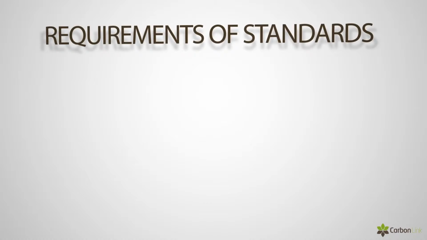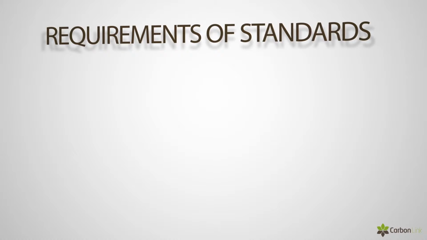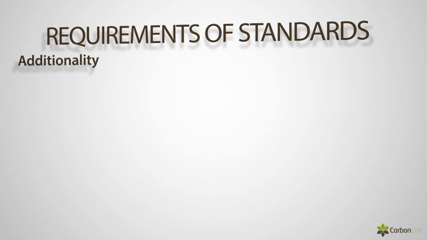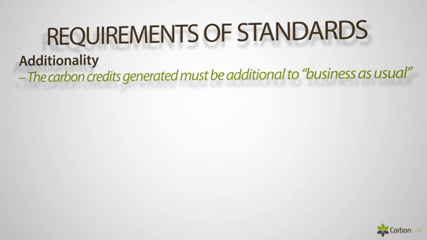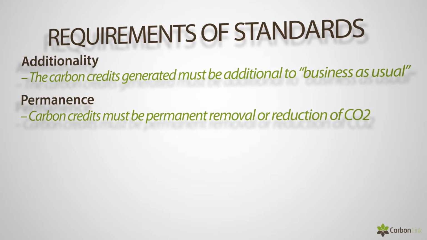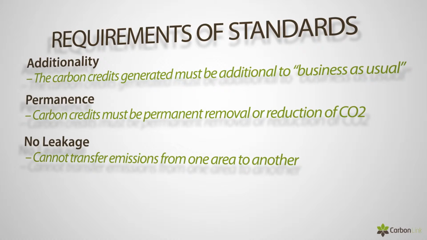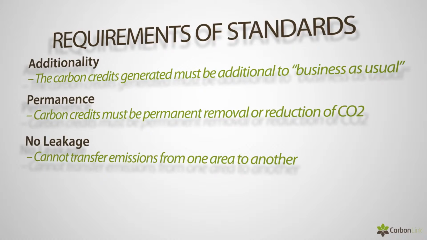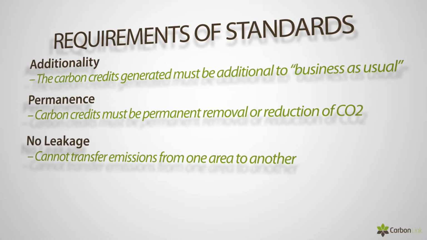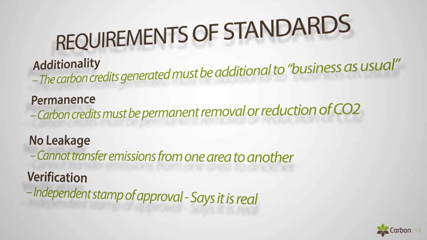If we're going to trade carbon, we need standards, and Kyoto has four key rules that are part of every carbon trading scheme. The first is additionality, and that means that carbon credits generated must be additional to business as usual. Secondly, there's permanence. Carbon credits must be a permanent removal or reduction of CO2 in the atmosphere. There should be no leakage. In other words, there's no point in reducing CO2 on this particular farm or this business here, but transferring it to another business. That doesn't actually affect the ecosystem at all. And any carbon to be traded must be independently verified by an auditor, and that basically says that it's real.